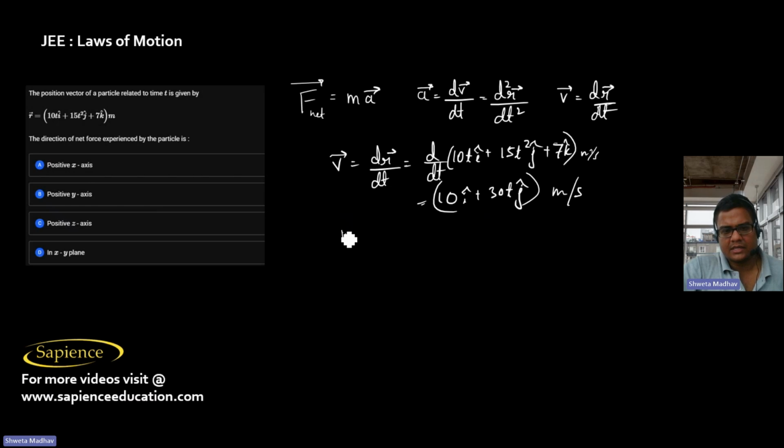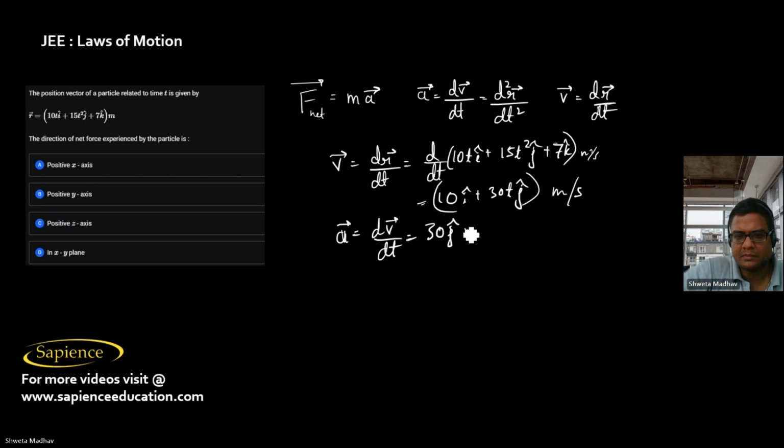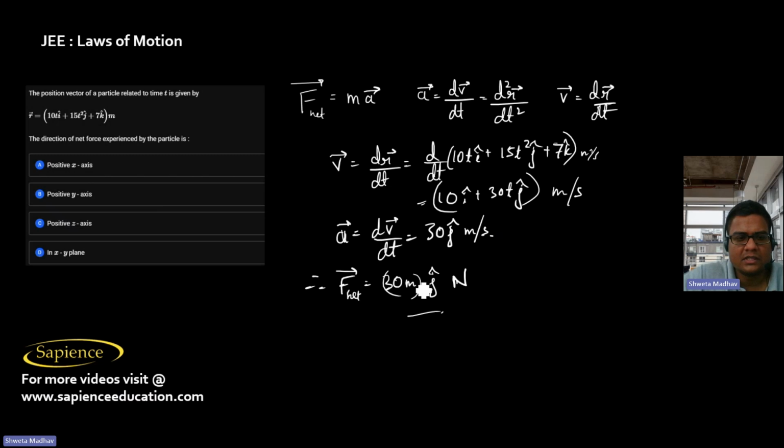Then acceleration will be dv by dt. So this will be 30 j cap meter per second square. So therefore the net force acting is 30 into the mass m, this much, into j cap Newton. So it means the net force is acting along the positive y-axis. So option B is the correct answer.